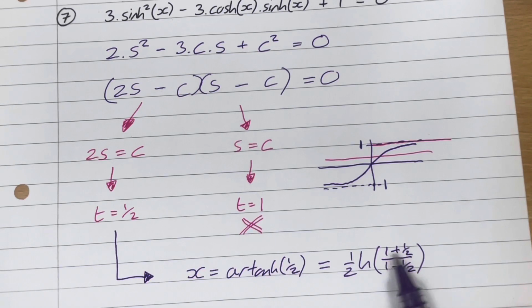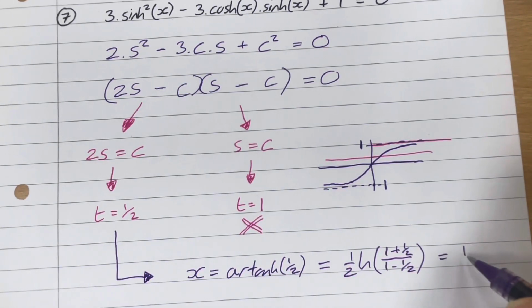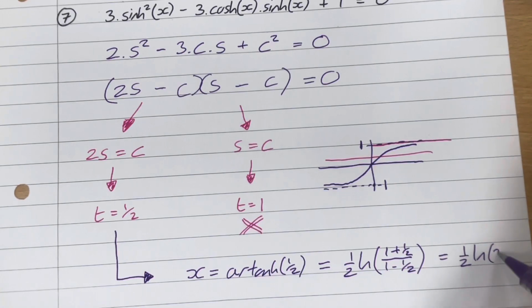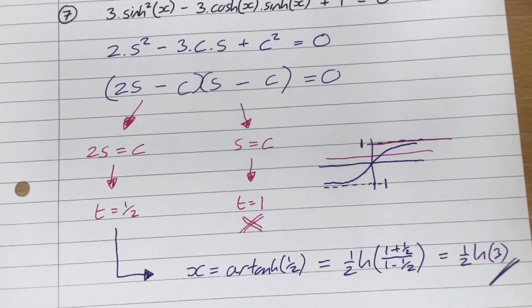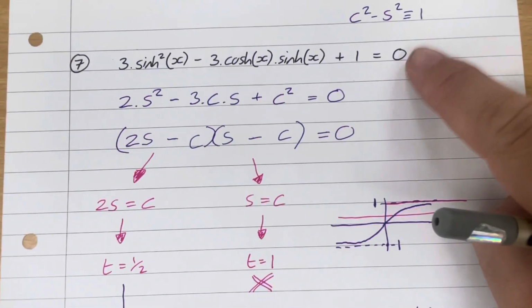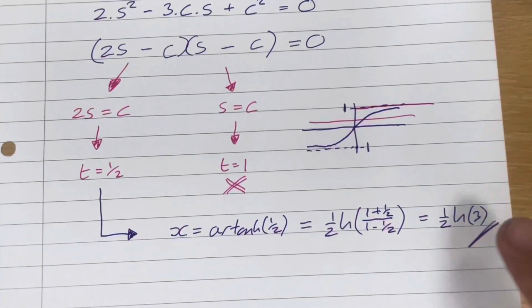The top is 1.5, the bottom is a half, so that's log 3. That is a half times the natural log of 3. There we go. That is the solution to this equation. There are no others. That is the only one.